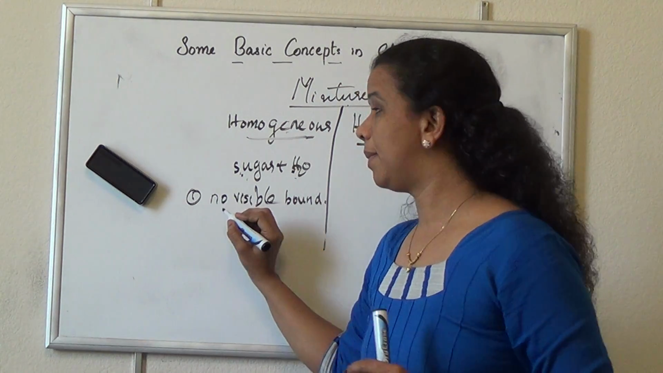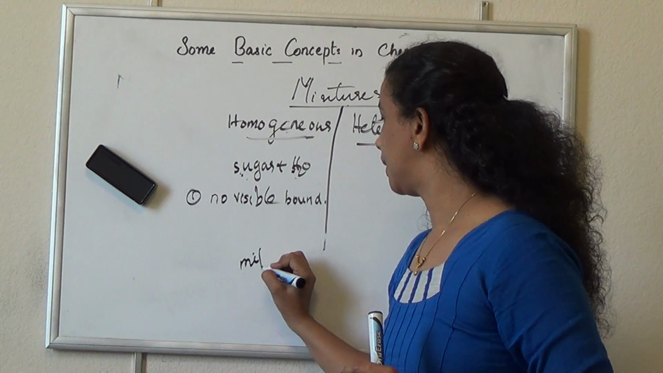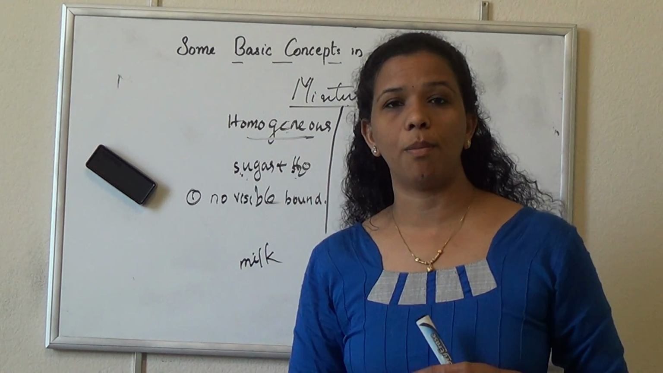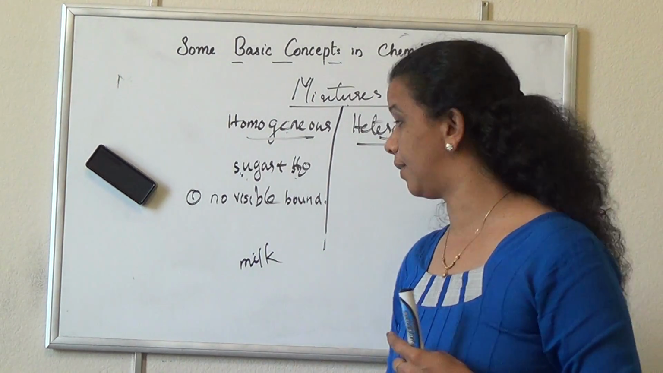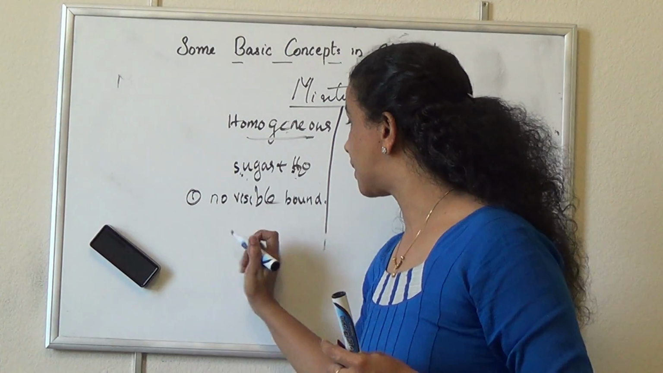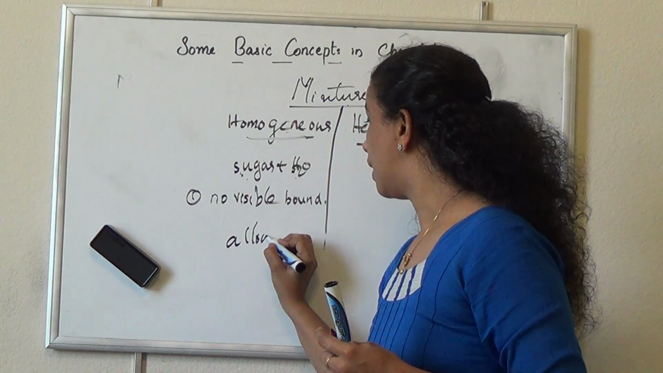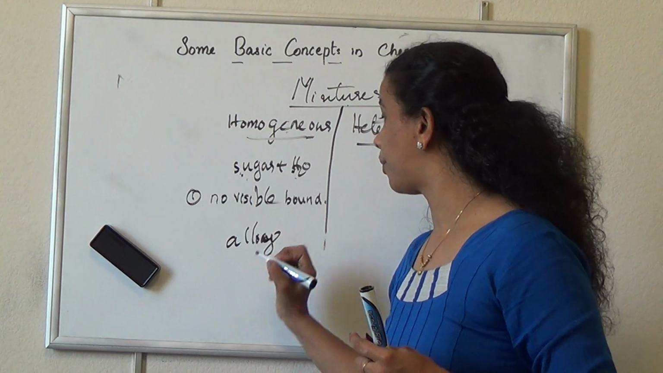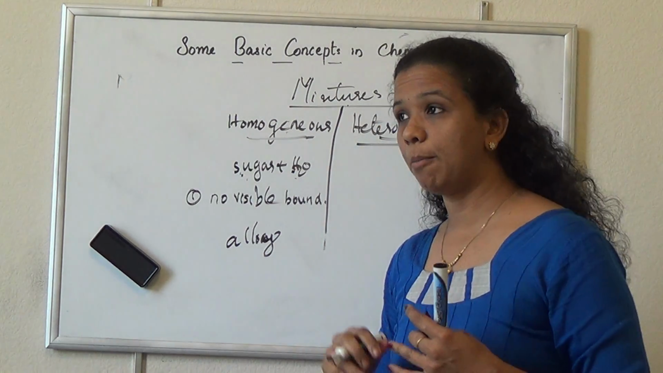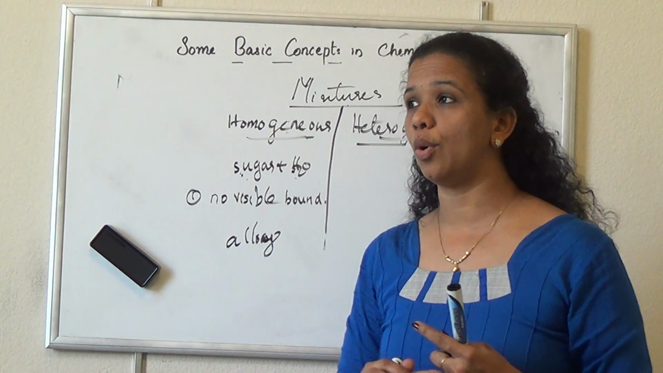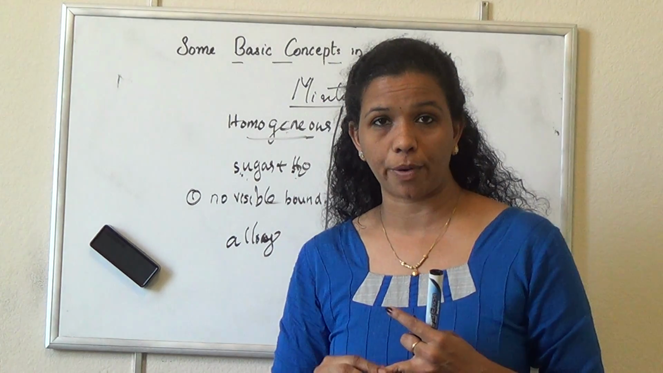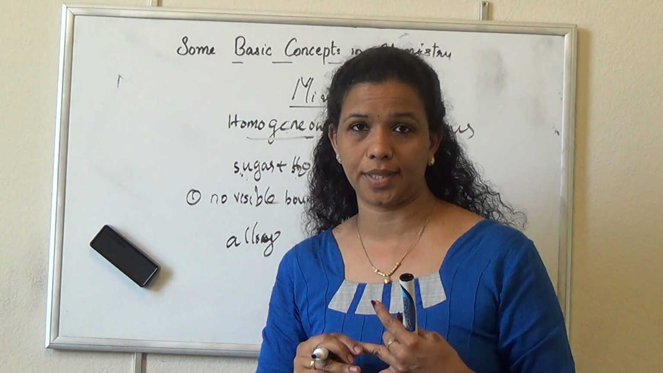A very good example is milk. Milk is an example of a homogeneous solution. We cannot see its components. Another example is all alloys. Alloys are mixtures of metals. For example, gold jewelry contains gold and copper. We cannot see the copper in that jewelry.